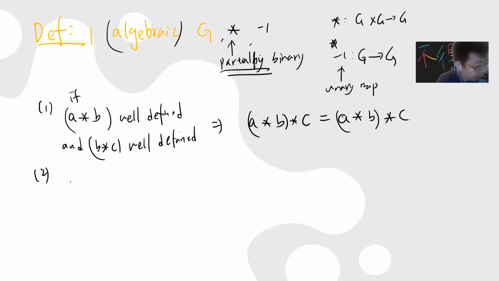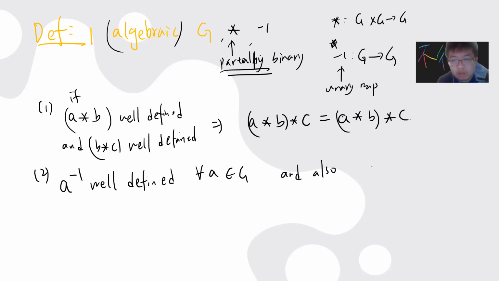Second is that this unary map is always well defined. A inverse is always well defined for all A belonging to G, and also A inverse star A and A star A inverse are always well defined.